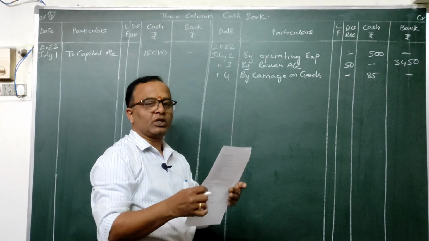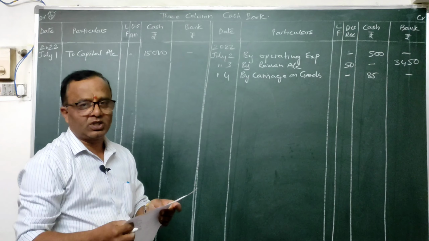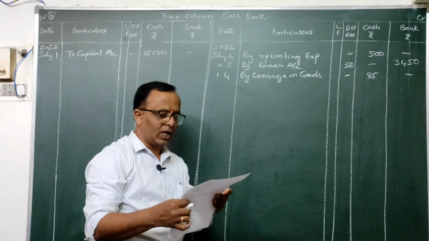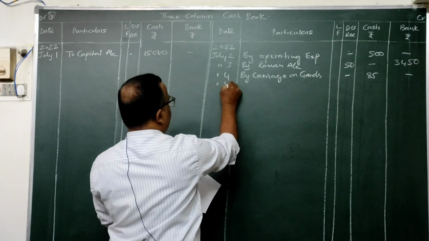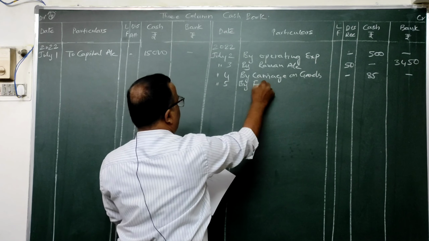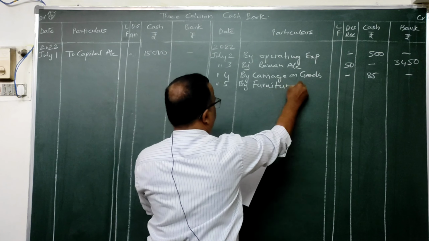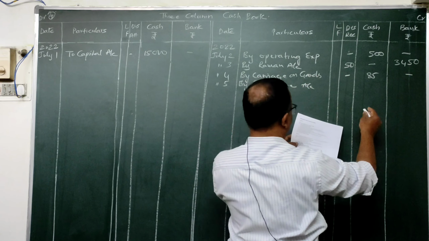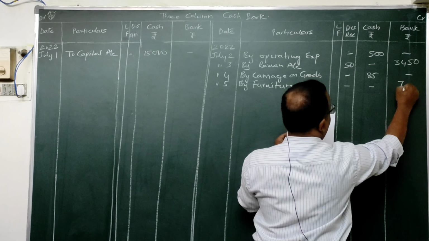Then bought furniture by check. When you have bought furniture by check, your entry will be furniture account debit to bank. So this is on fifth date. It will be by furniture account. You have paid by check. So in the bank column 700.